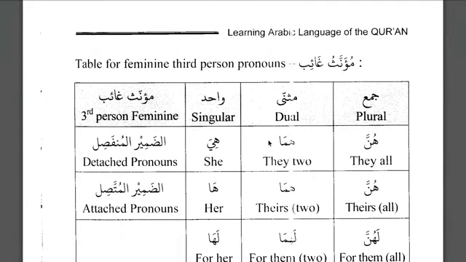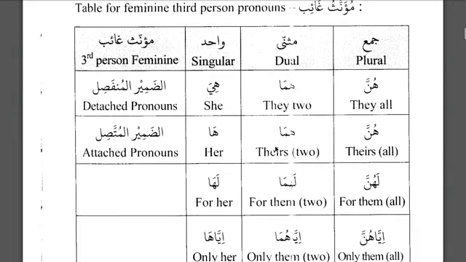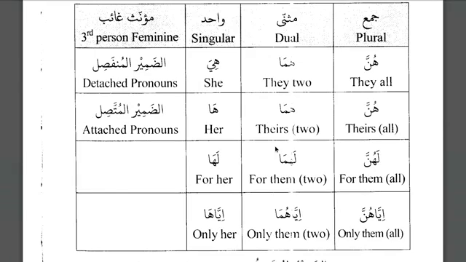Then it has the feminine equivalent. Hunna, huma, and hiya. Hunna is the plural, them, feminine. Huma means them two, female, or a male and a female. And hiya means she. The attached pronouns: hunna, huma, ha. Lahunna, for them, all women. Lahuma, for them two. Laha, for her. Iyyahunna, only them. Iyyahuma, only them two. Iyyaha, only her.